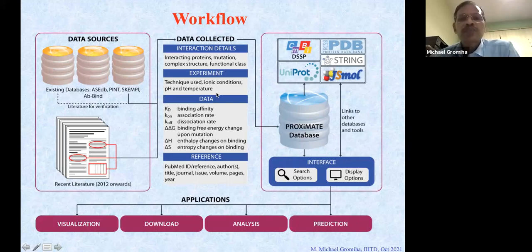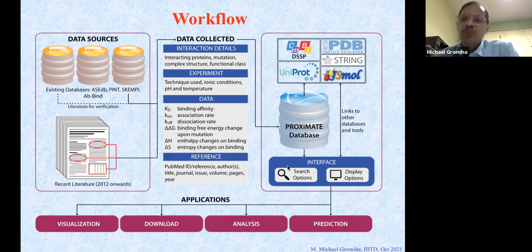And based on the experiment, we get the information regarding techniques used, whether it is ITC or SPR, right? And we have conditions like ionic conditions, pH and temperature. And the data, so we can get the KD value and the delta delta G, delta H, delta S and so on. Then finally we give the reference, right? So we give the link to all the databases and we extract information regarding the sequence and the structure and the motif and the accessible surface area and so on from the other resources.